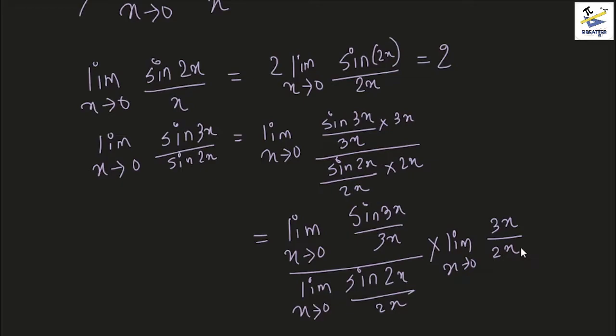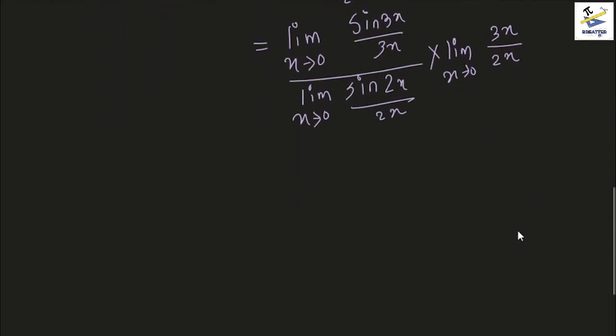Okay, so this basically amounts to the part where we have limit x tends to 0 sine 3x by 3x will be 1, and this would be 1, and this would be 3 by 2 into 1 by 1, where this limit evaluated to 1, this limit evaluated to 1. So this would essentially give you 3 by 2.